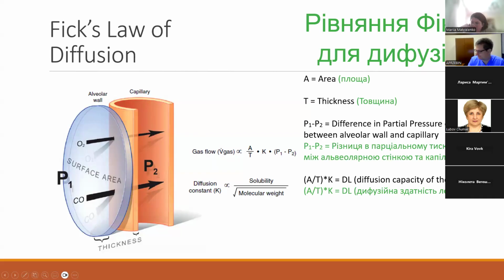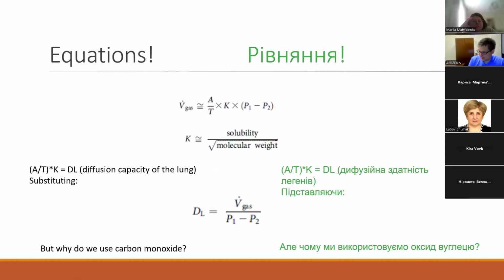Okay, so we have a few equations that unfortunately I think are necessary, and I've explained them a little bit on the last page. We have the flow of whichever gas we choose is, like I said before, proportional to the area of the membrane divided by the thickness times this constant and the pressure difference. This constant here is again the solubility divided by the square root of molecular weight.